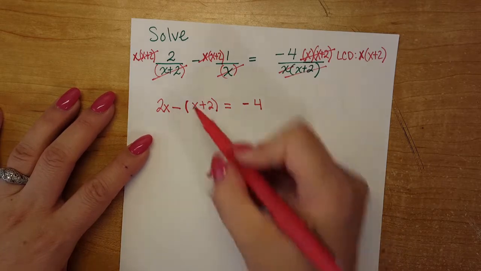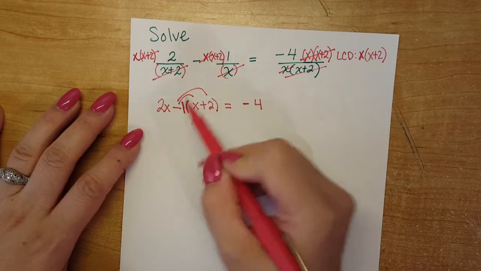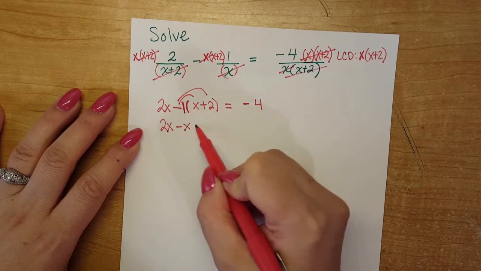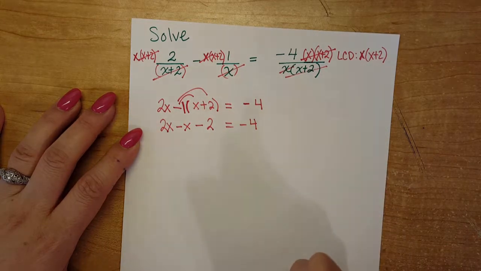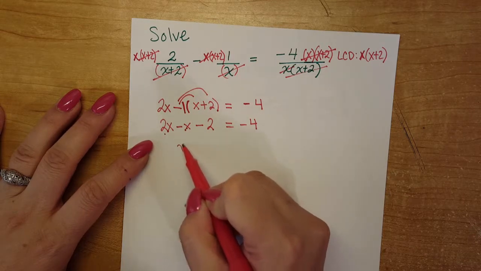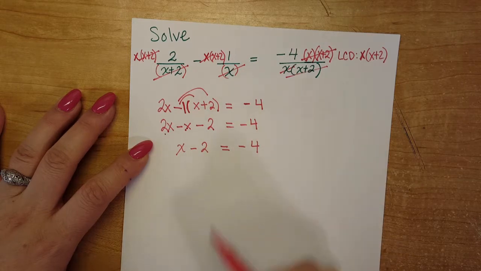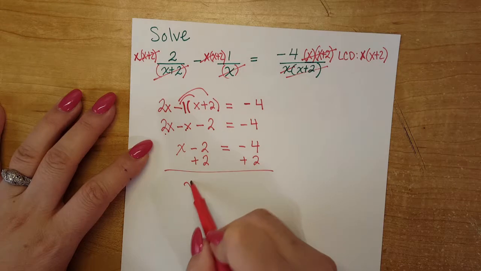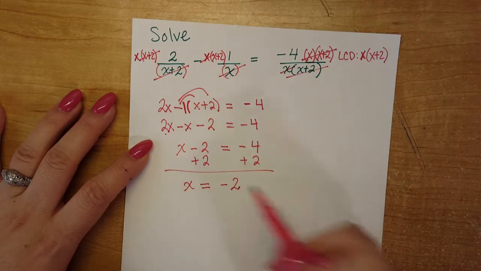At this point, we're going to distribute our negative, because that's like saying a negative 1 right here. So we end up with 2x minus x minus 2 is equal to negative 4. 2x minus x is 1x, or x minus 2 is equal to negative 4. Add 2 to both sides. We end up with x is equal to negative 2.